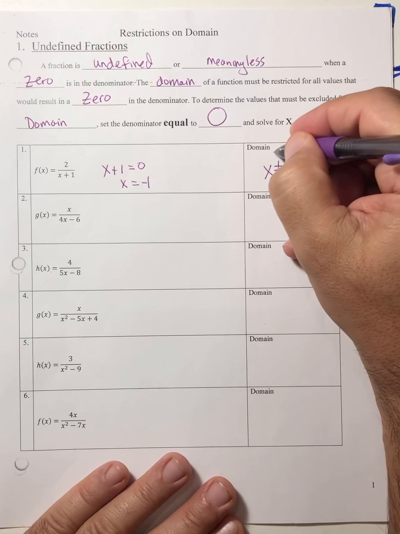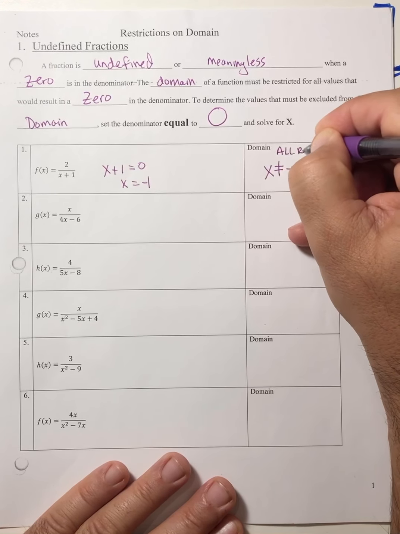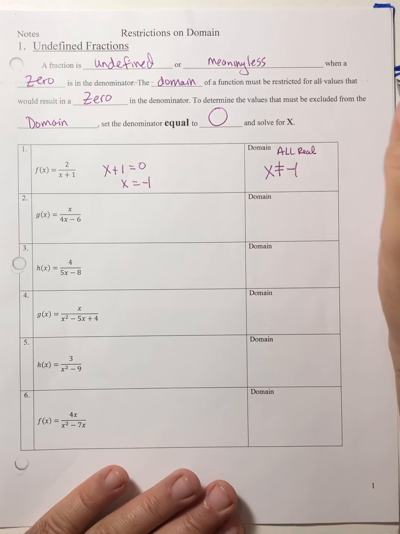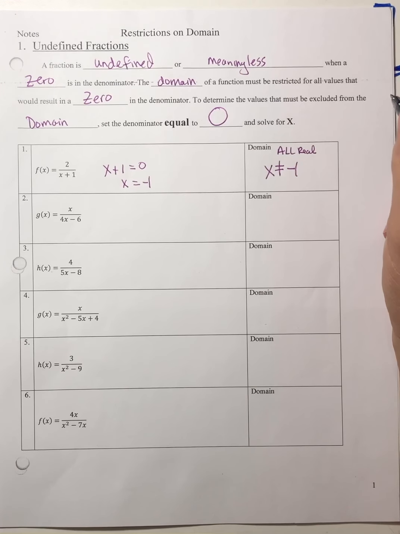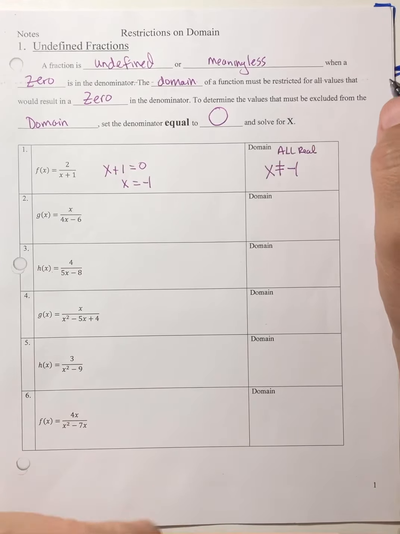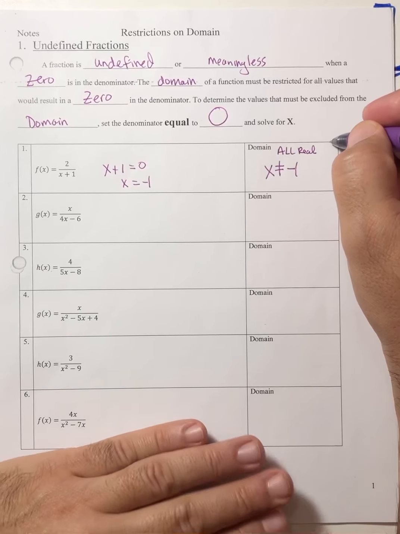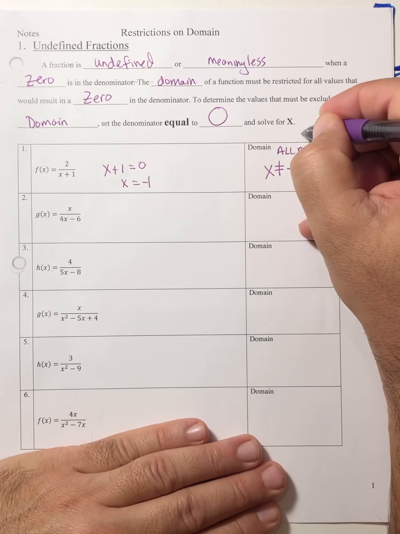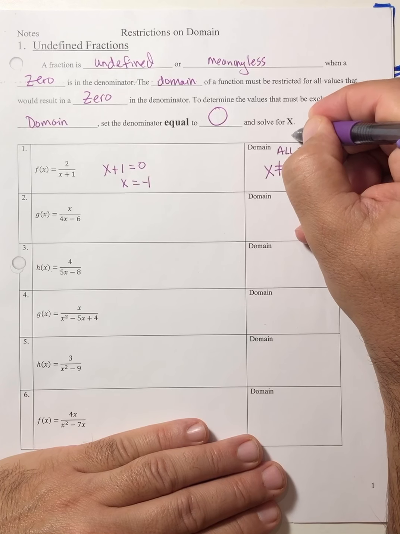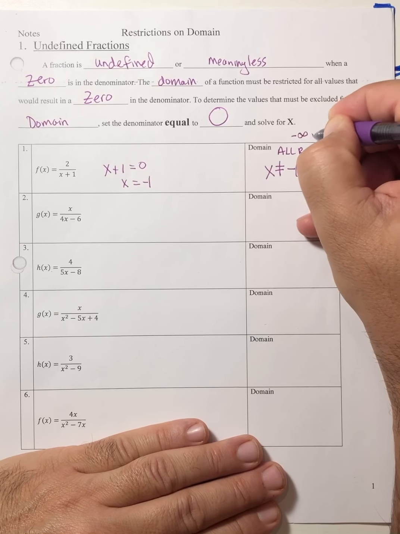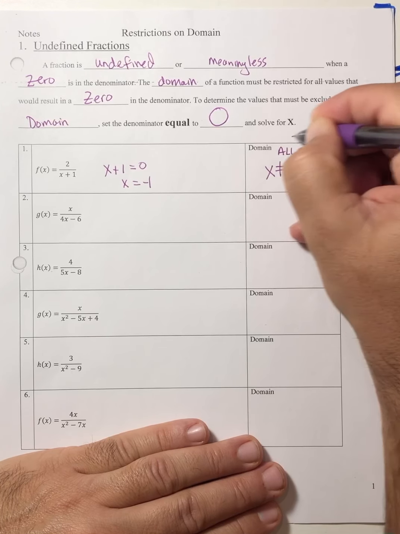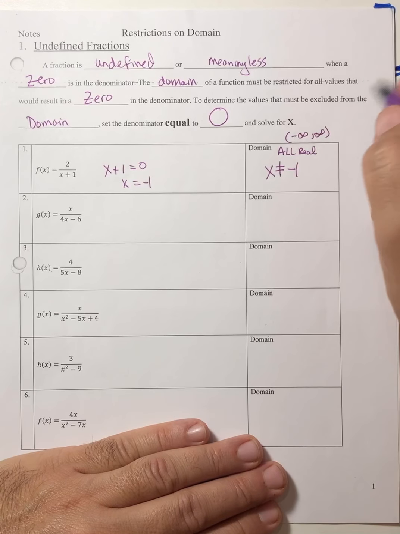We could say the domain is all real, x does not equal -1. Okay? What's another way of us saying all real, by the way? That's right, using our interval notation, that would be -infinity, comma, infinity, with parentheses. So that means all real.